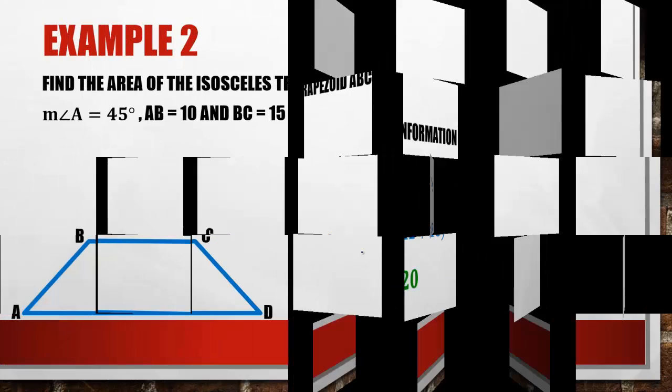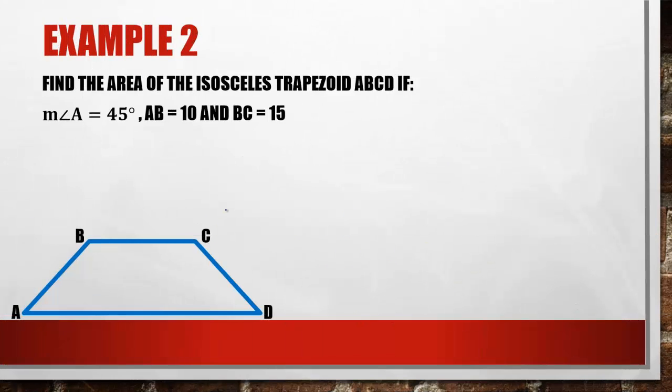Next problem. Here we need to find the area of an isosceles trapezoid. That's important here. ABCD, if the measure of angle A equals 45, AB equals 10, and BC equals 15. Well, why is that important? Because we don't know the height, and we don't know the other base. So what we do is we draw in a line from the vertex down, so basically an altitude, to create a 90-degree triangle, which makes this a 45, 45, 90 triangle.